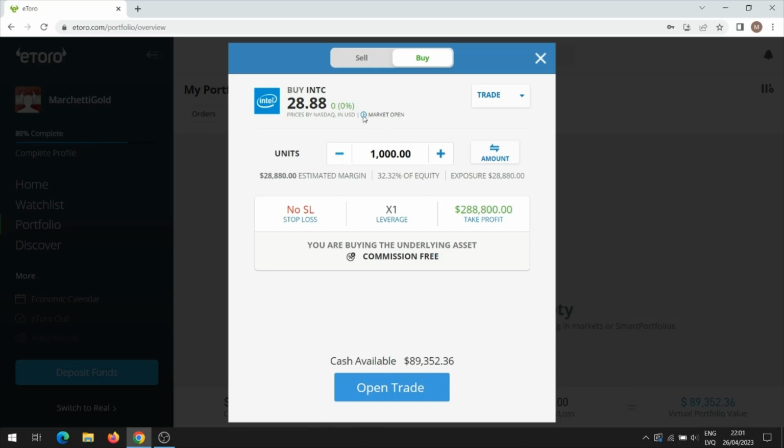Stocks can be bought when the market is open. To buy stocks you need to press the Open Trade button.